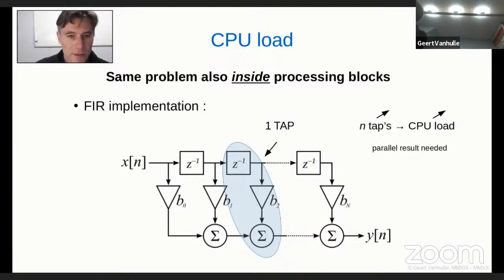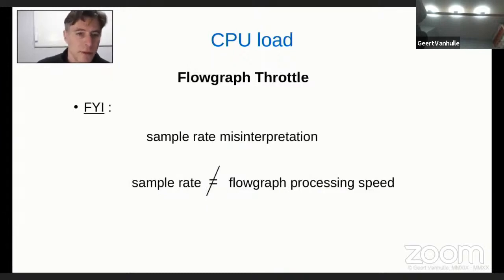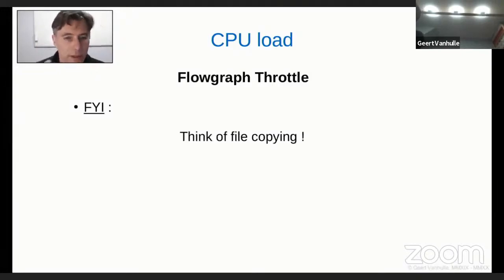Now, this is a good stage to make a little segue into something that is often misunderstood. A lot of people who start to work with software-defined radio and flow graphs misinterpret the sample rate. Many people make the mistake of confusing the sample rate with the processing speed of the flow graph. So you think, well, we have 1 megasample per second coming in, then there's processing, and there's 1 megasample per second going out. This is not really the case. As a matter of fact, a flow graph is being processed as fast as possible.